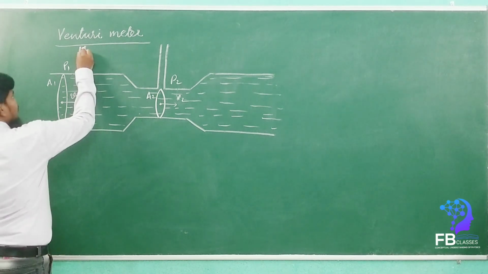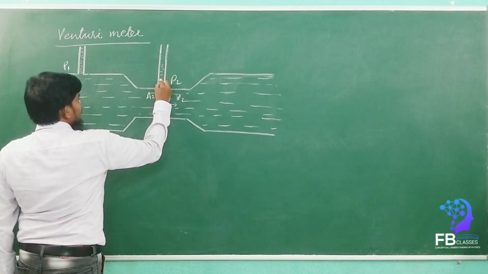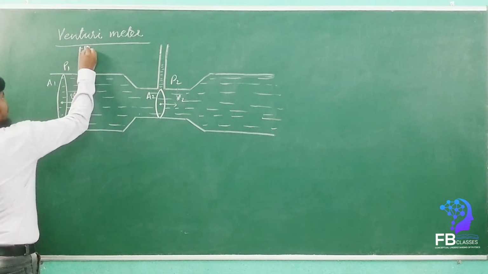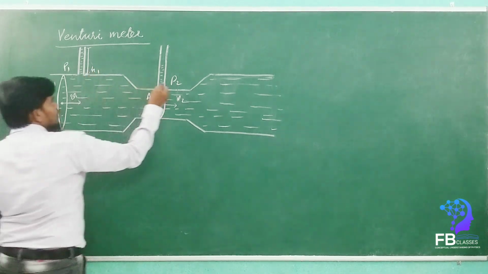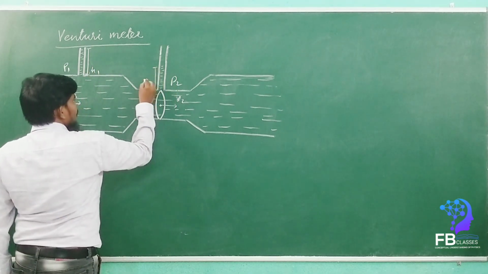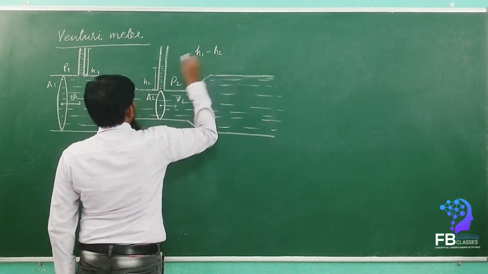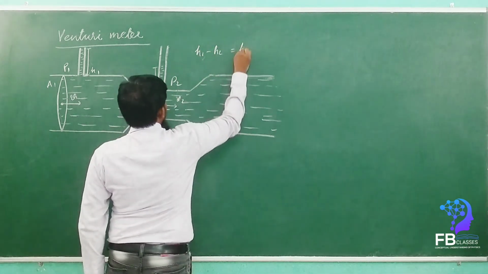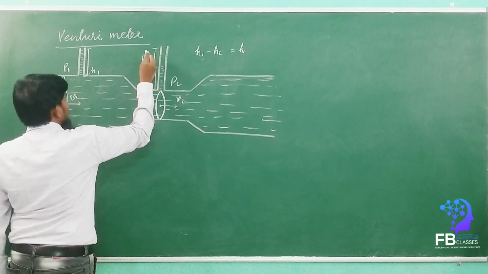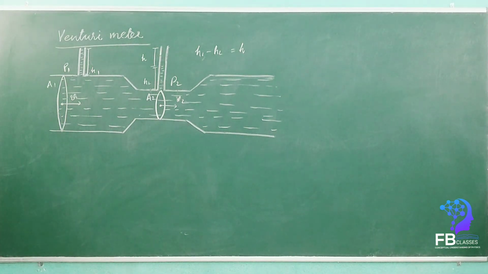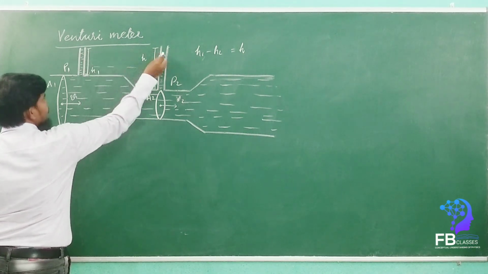Okay. Now the liquid is raised here and the liquid is raised up to here. Let us consider this height as H1 and this height as H2. So actually H1 minus H2 is equal to H. So that means this height difference, let us consider as H. Got it? Understand? That means H is this difference.